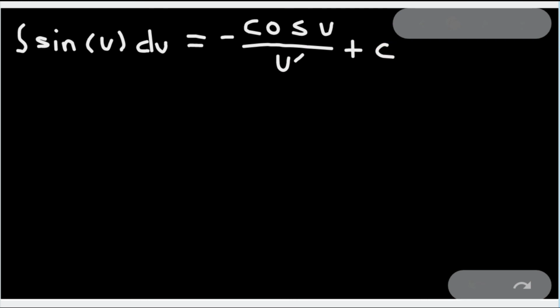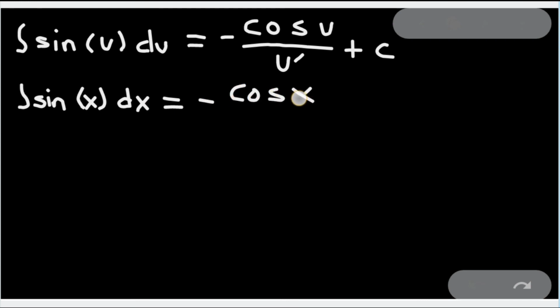So let's have this example to understand this general rule. Let's say we have the integral of sine x dx, which is equal to, our u here is x, so what we have is negative cosine x, and the derivative of x is 1, so over 1 plus c. So that is our answer.